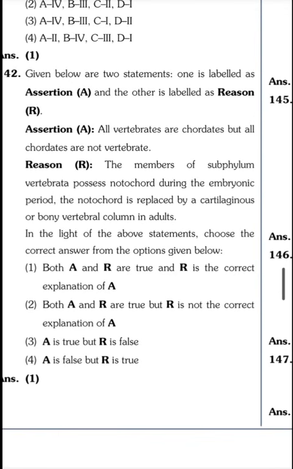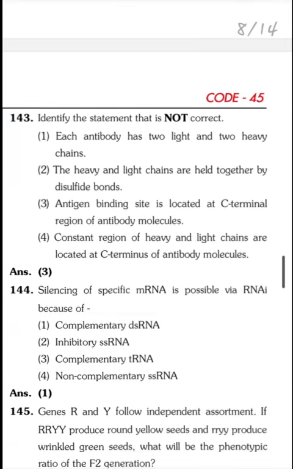Next, again we have an assertion and reason question. All vertebrates are chordates, but all chordates are not vertebrates. This statement is correct. The members of subphylum Vertebrata possess notochord during the embryonic period. The notochord is replaced by a cartilaginous or bony vertebral column in adults. So this reasoning is also correct. Both A and R are true, and R is the correct explanation of A.